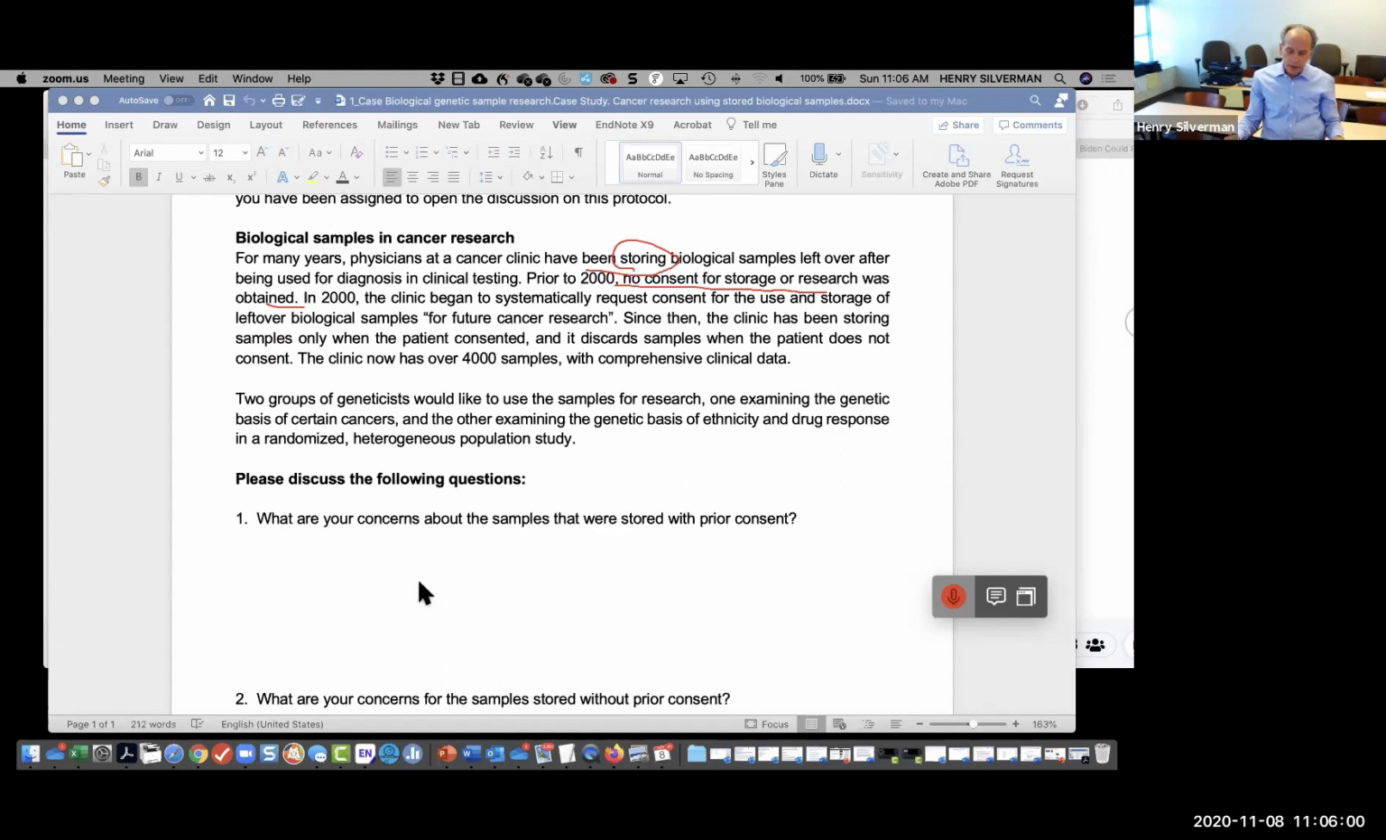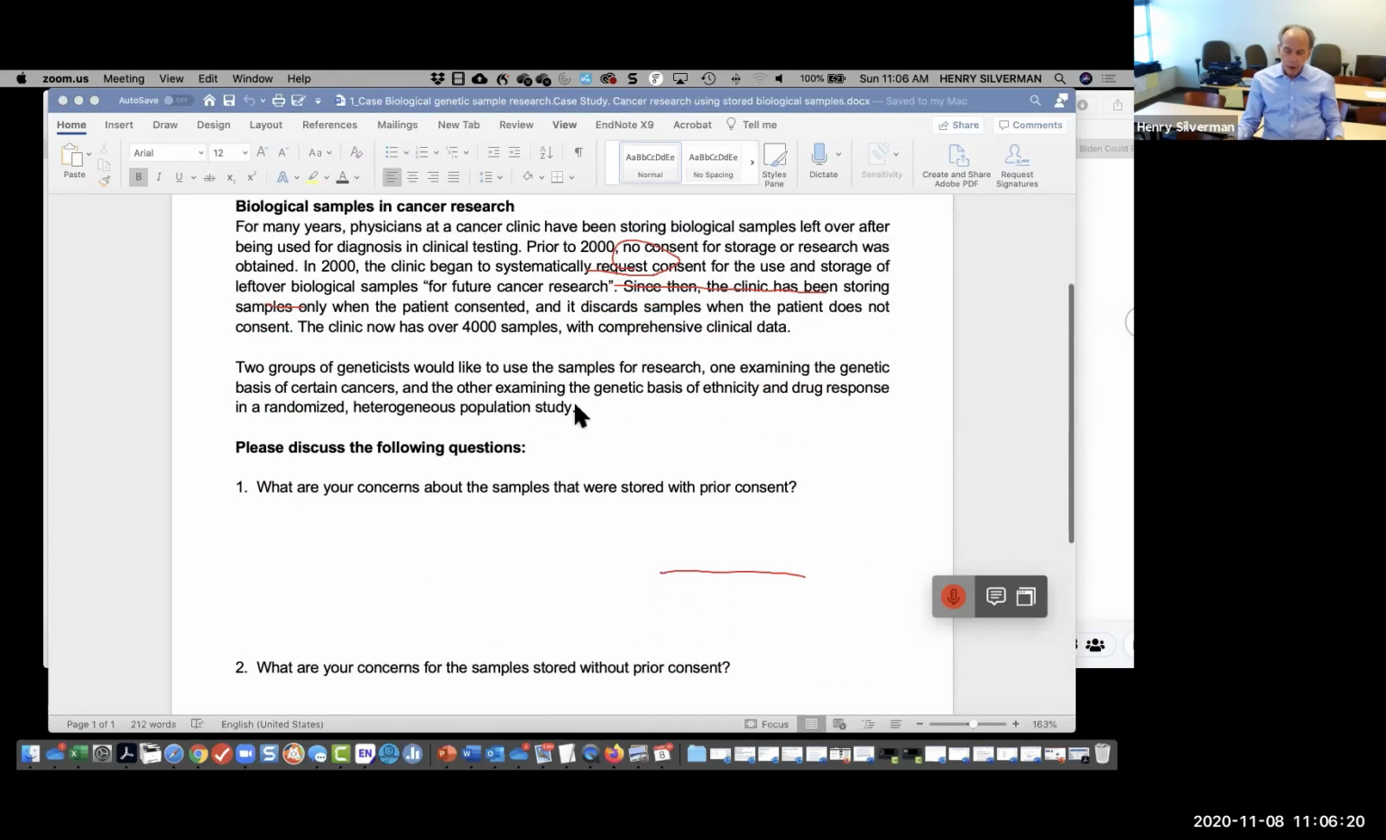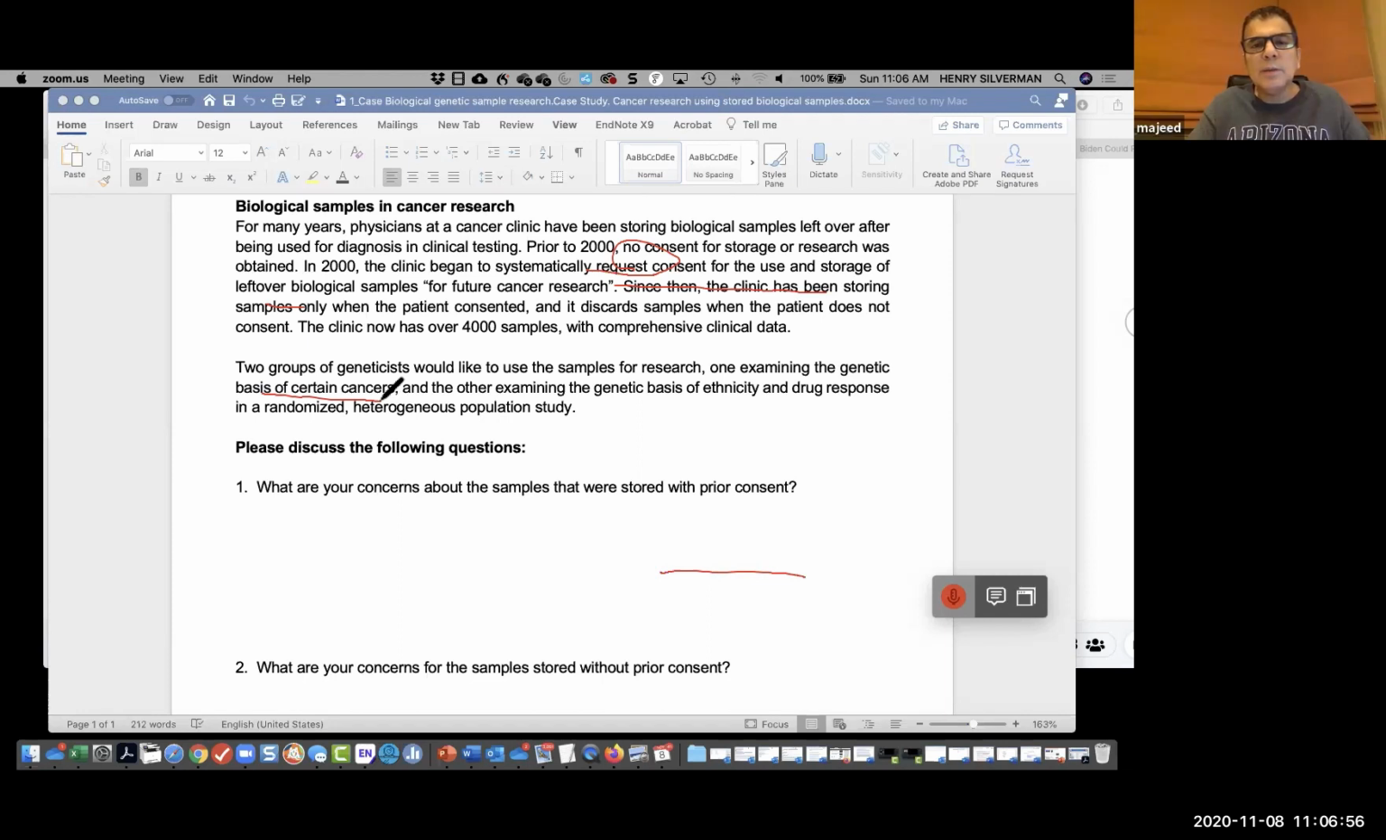Now, having said all that, should the IRB approve the studies, and with any conditional requirements? What happens if the investigators say, okay, no problem, in order to examine the genetic basis of certain cancers, we don't need identifiable information? Now we're talking about non-human subject research. If the investigator says we don't need identifiable information, are you going to ask them to recontact the participants? Then it's non-human subjects, so it's okay.